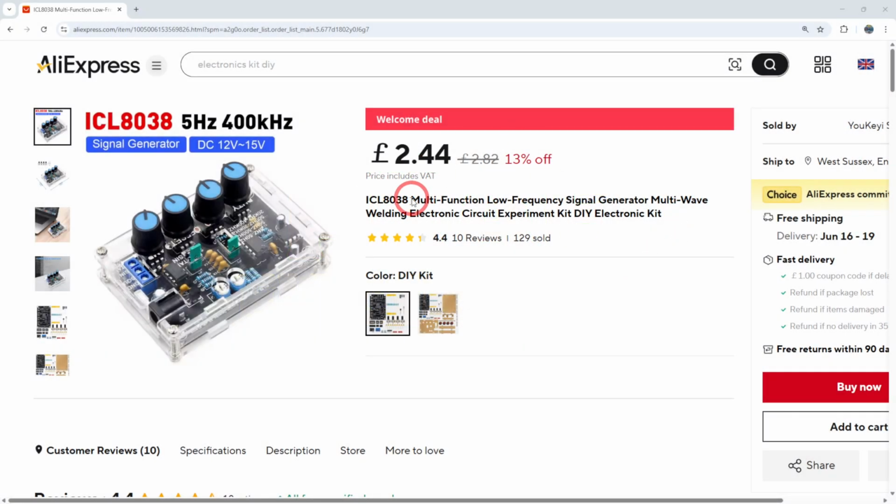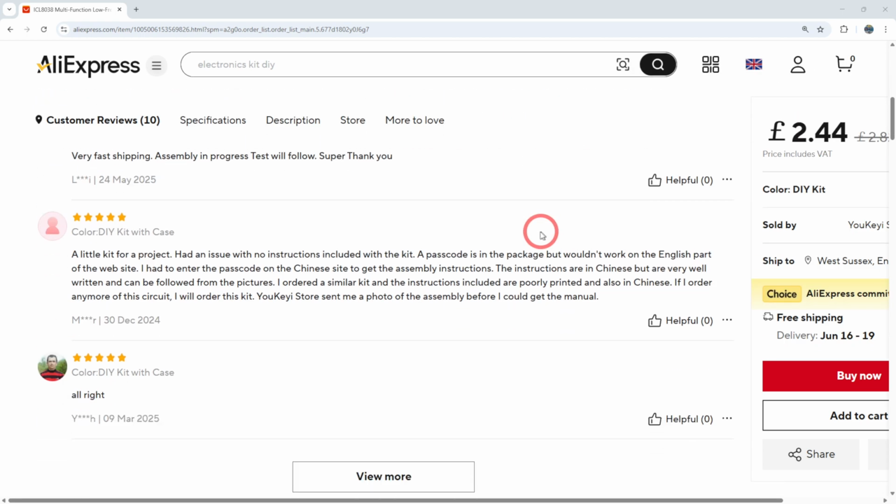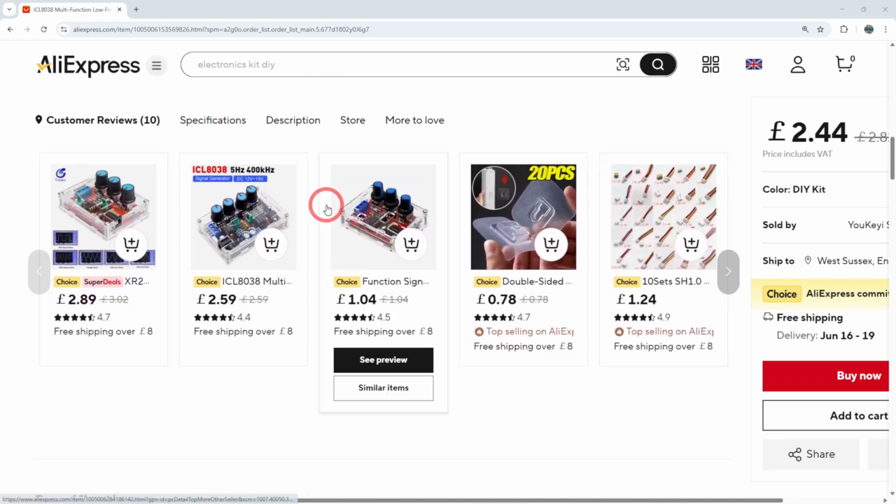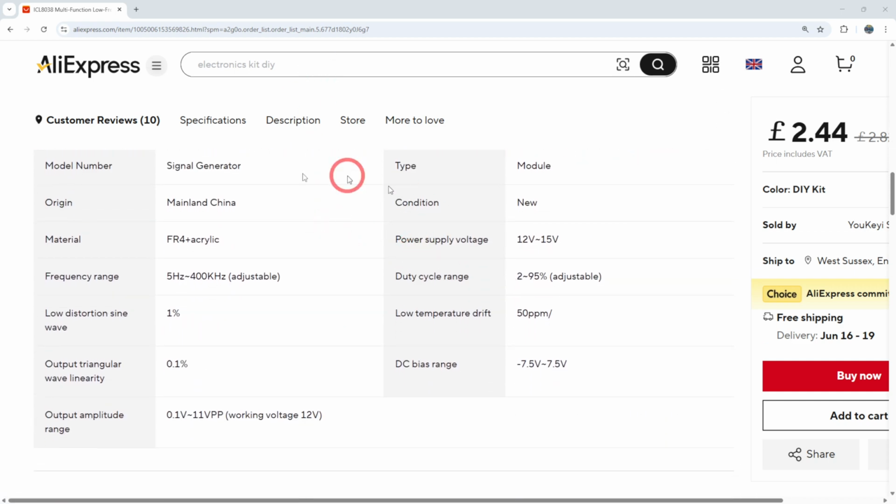And there you go, is the page on AliExpress. It's currently £2.44. Now, AliExpress prices fluctuate up and down all the time. So if you do take a look at it, you might find it's changed by the time you take a look.